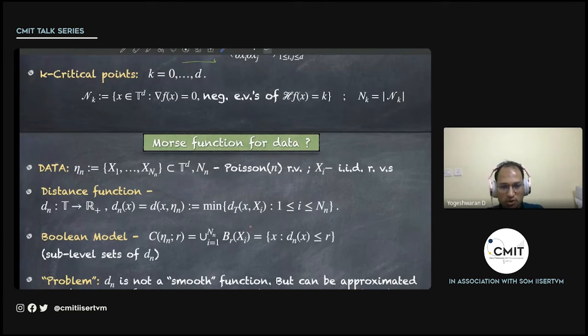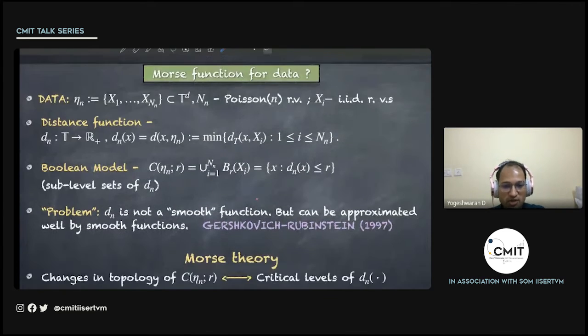But this is exactly what we discussed before. I'm not going to do it in detail, but d_n is not a smooth function, but it can be approximated very well by smooth functions. Because it's a minimum of smooth functions, a minimum of nice functions. Each of these is a nice function. And this is a minimum of nice functions. So that is why you can carry over Morse theory. So critical levels of d_n will tell you changes in topology of this. And the rest of the talk will be only about this.